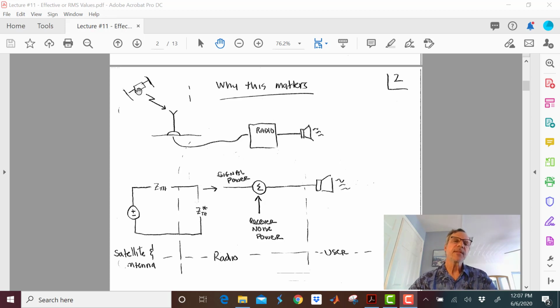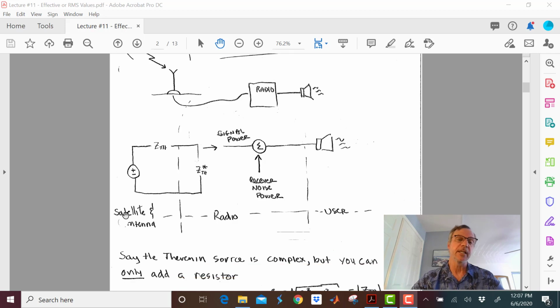Now, that satellite may be putting out 200 watts, and that power, by the time it gets back down to the Earth, is spread over a massive, massive area. So this little antenna is going to pick up just a tiny, tiny little bit of power, like picowatts we're talking about. So when that power gets into my radio, and you can see here I've delineated the satellite and antenna, the radio, and then the user.